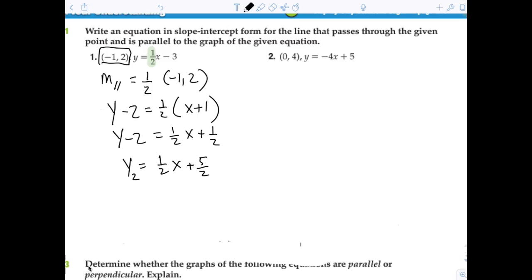Type in on your calculator, 1 half x. Oh, we're typing in things. 1 half x plus 2. What? What are you saying? What are we typing in? 1 half x plus 5. Yes, I can see. It's amazing. The lines are what? Parallel. And they pass through that given point. Very good.